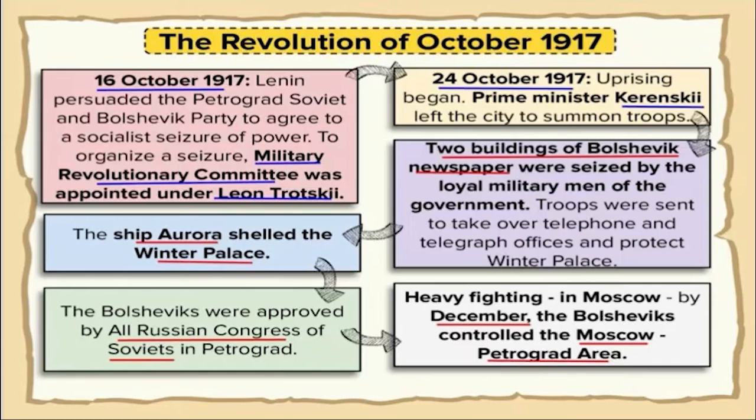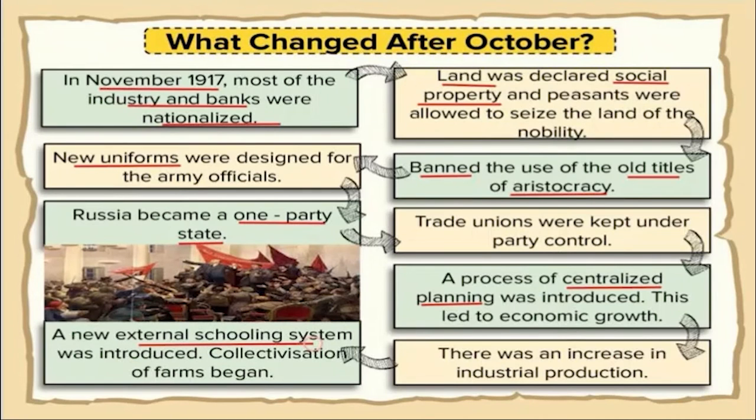Now after that, the Bolsheviks were approved by the All Russian Congress of Soviets in Petrograd. So they had done such good work. The Russian Congress of Soviets in Petrograd approved that, okay, Bolsheviks are good. Now there was heavy fighting. There was quite a warfare in Moscow, and by December the Bolsheviks even controlled Moscow and the Petrograd area. Okay, now again coming towards the aftermath. What was the aftermath of the October Revolution?